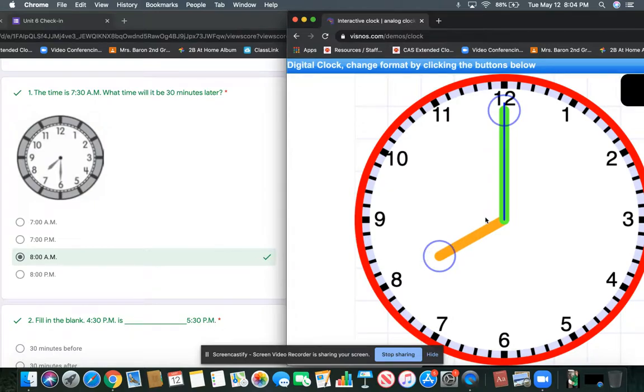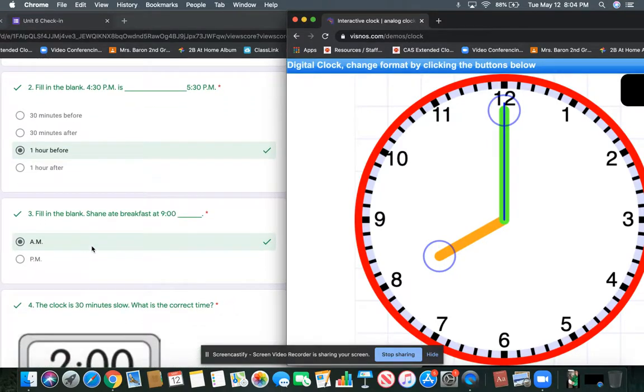So the hour hand is directly on the 8. We know it's o'clock then. So 8 o'clock, which is the correct answer. Okay, we'll go to the next one.